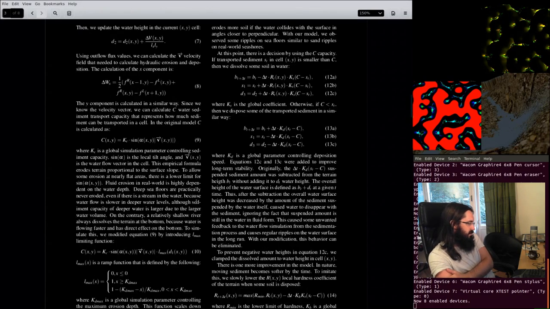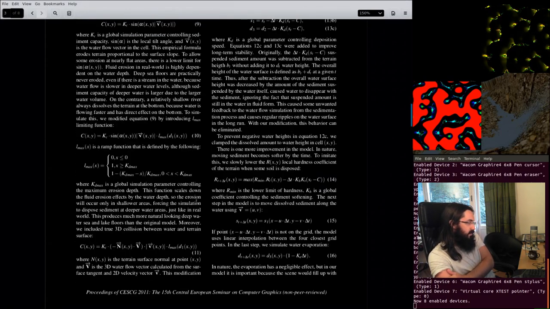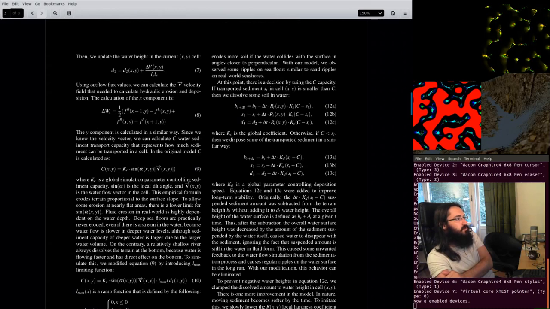Yeah, here we go. So this was the point. This modification erodes more soil if the water collides with the surface at angles closer to perpendicular. With our model, we observe some ripples on sea floors, similar to sand ripples on seashores. At this point, there is a decision by using the sea capacity. Okay, so this gets into using that capacity value.